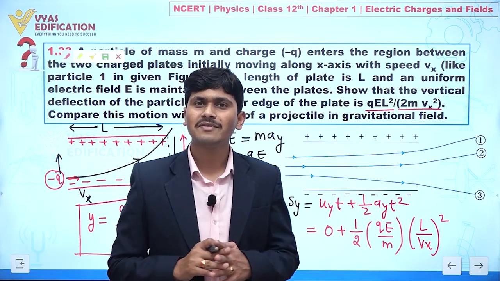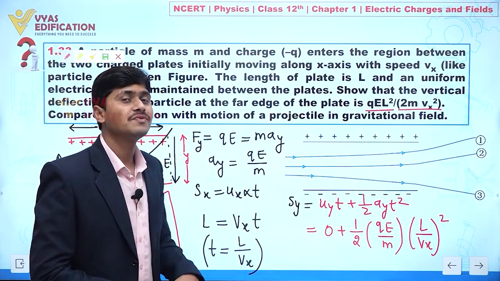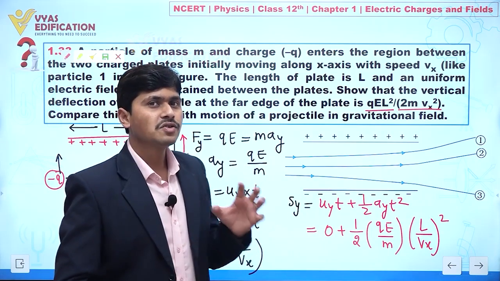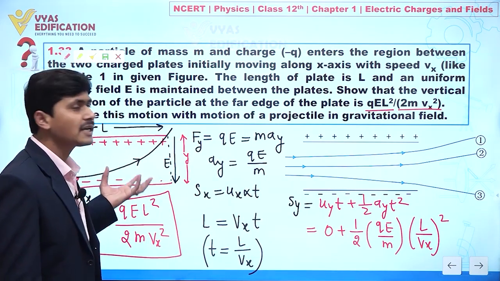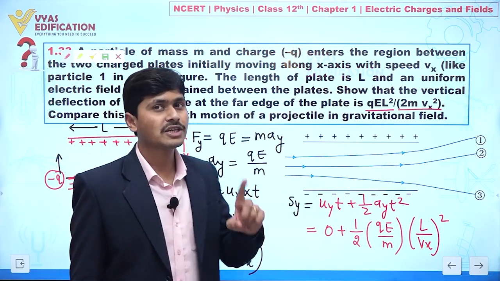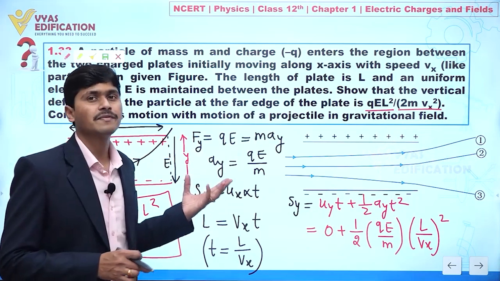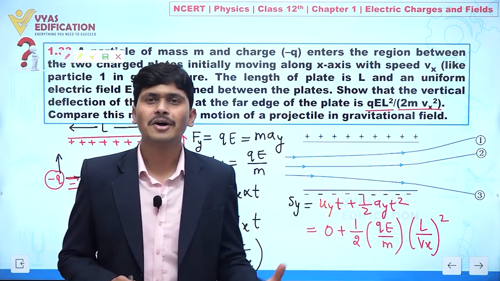But the most important part is that the electrostatic force is very large compared to the gravitational force, which we have already seen. Clear? So we can say in comparison to the gravitational force, the electrostatic force is very large. So we are neglecting the gravitational force effect here. Yes or no? So this is all about this question.